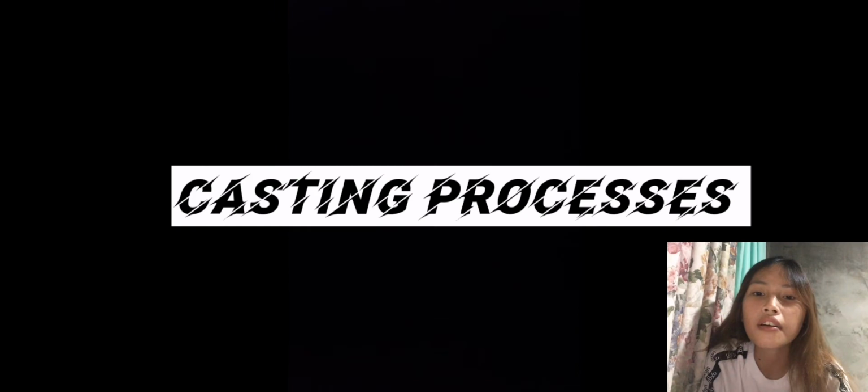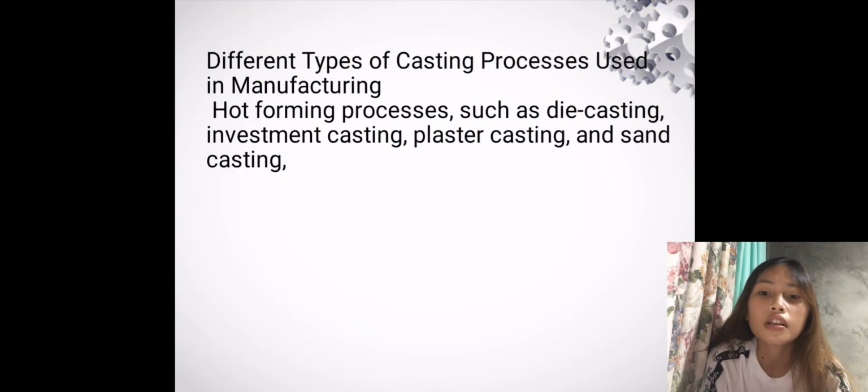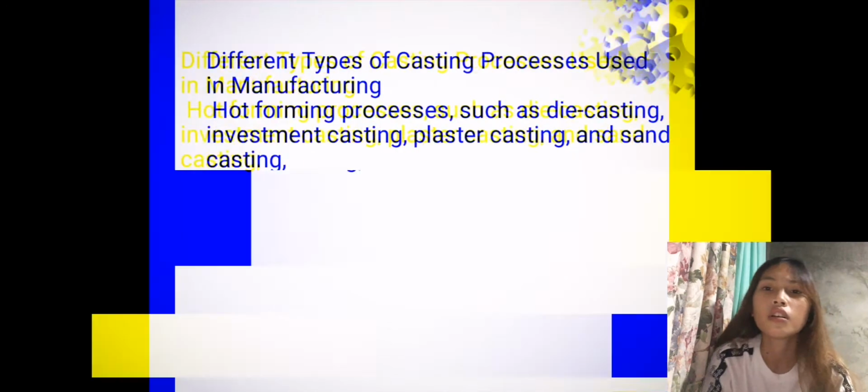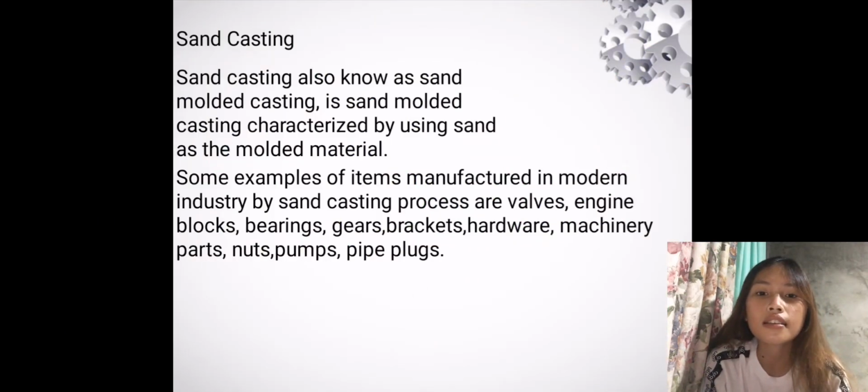There are different types of casting processes used in manufacturing, such as die casting, investment casting, plaster casting, and sand casting. So what is sand casting? Sand casting, also known as sand molded casting, is characterized by using sand as the mold material. So this casting is self-explanatory.